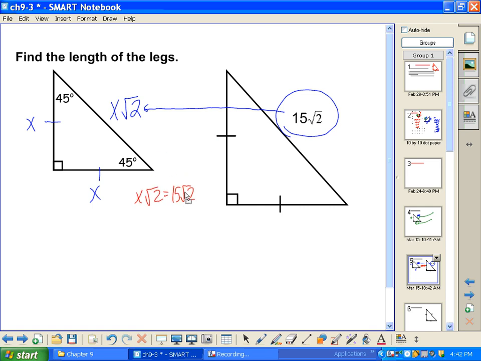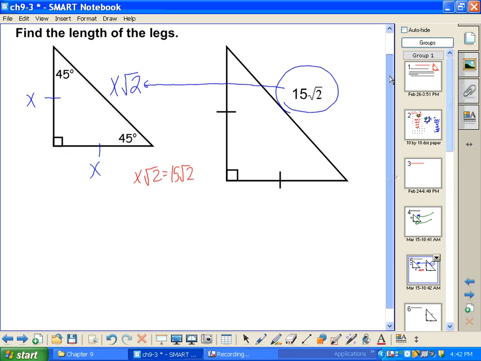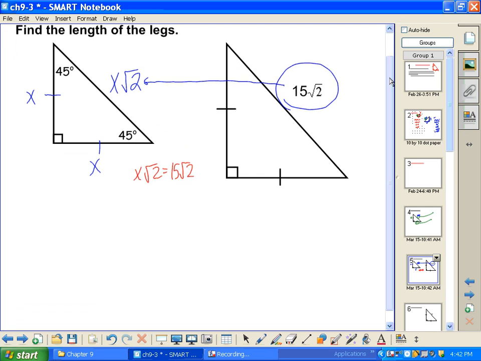Mathematically, then we need to solve for x. Let me get this out of the way a little bit. We know we need to solve for x. So I'm going to divide both sides by radical 2. Radical 2's cancel, and we get x equals 15. Which means that my two side lengths are 15.